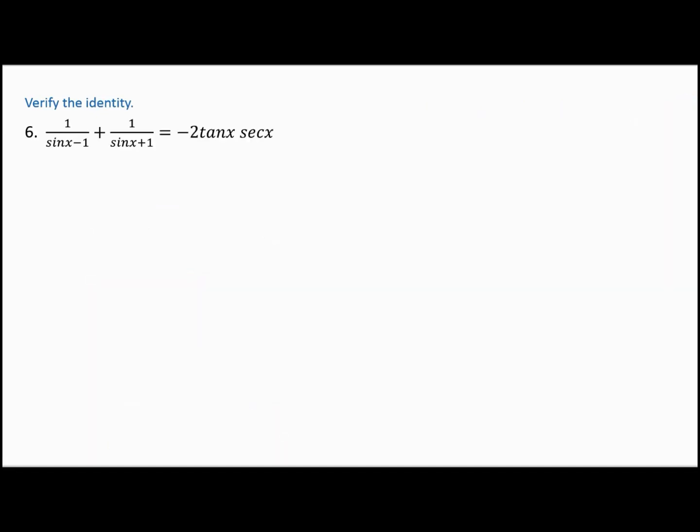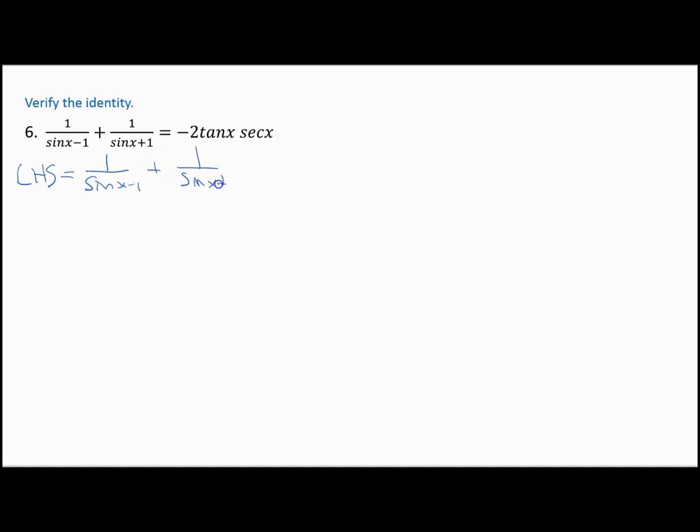All right, let's verify an identity. 1 over sine of x minus 1 plus 1 over sine of x plus 1. And they tell us that's equal to one term, negative 2 tangent of x secant of x. How do you turn 2 fractions or 2 terms into one term? You add them together. So, yep, that's the plan. I'm going to take the left-hand side and rewrite it, because that's what we're supposed to do.